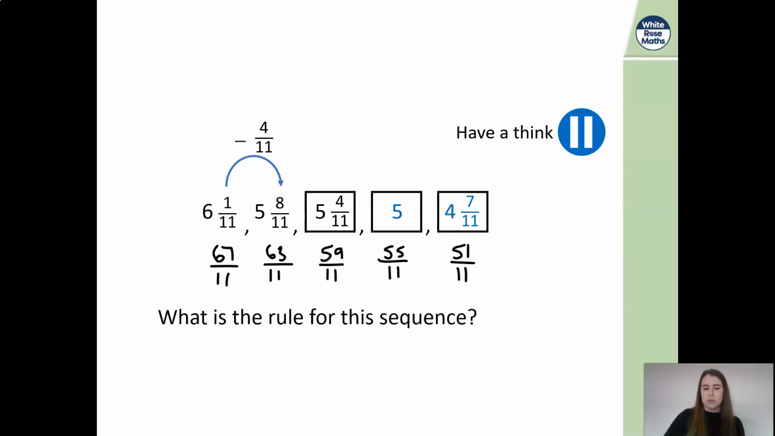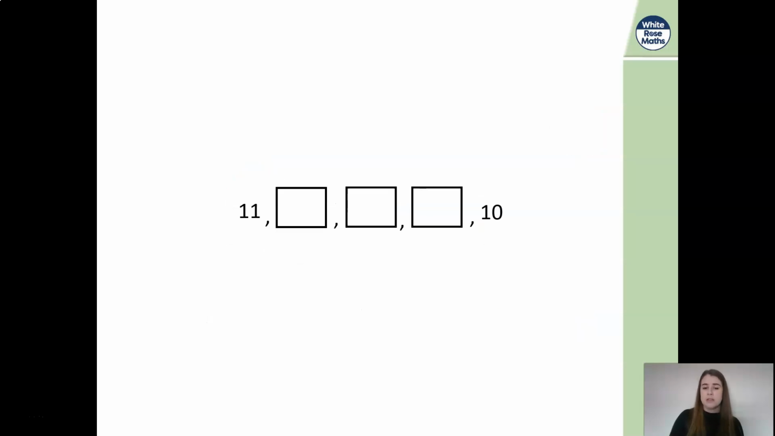Now, what's the rule for this sequence? Okay, what have we had to do every single time, be it to our mixed numbers or to our improper fractions? What have we had to do? Good, we've had to take away 4/11ths, haven't we? So my rule is subtract 4/11ths each time round. Okay, that's exactly how you've just done it. So let's see if you can have a go at doing this one.